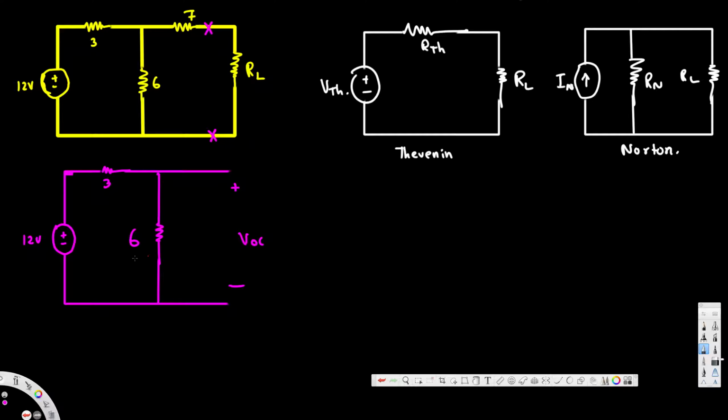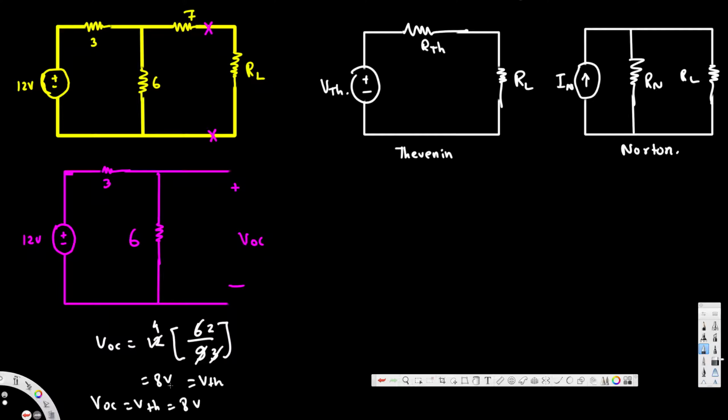To find this voltage, we can use voltage division. If you remember, voltage division is basically multiplying this voltage source by this resistance over the total resistance. That's going to be over 9. If you do that, it becomes 12 times 6 over 9, which is 4 times 2, so this is going to be 8 volts. So this is the VThevenin. V open circuit is equal to VThevenin, and that's equal to 8 volts. Now we have found the VThevenin.